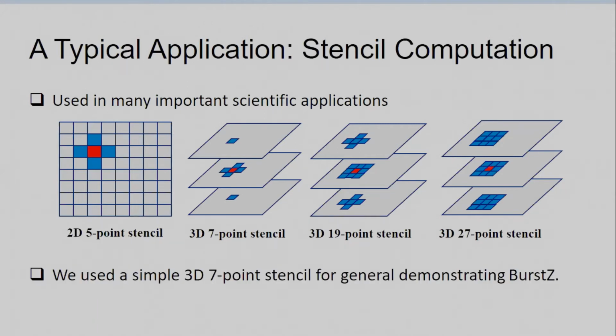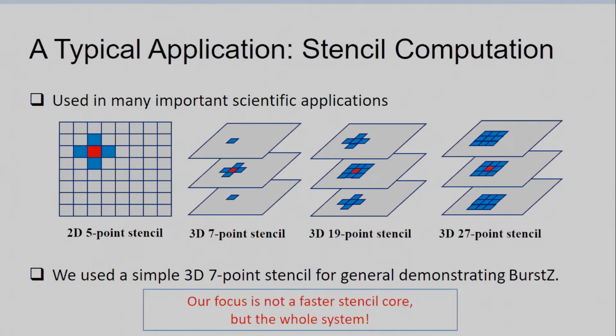We used a simple 3D 7-point stencil for general demonstration of BurstZ in this work because our focus is not the fastest stencil code, but the whole system.